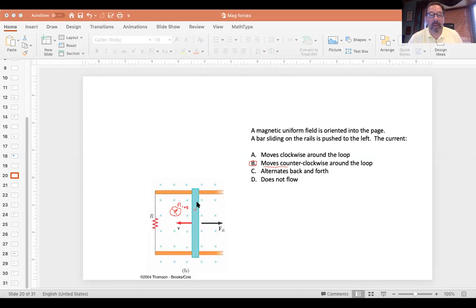They're saying the area is decreasing, right? So you have to make an induced field into the page. Absolutely true. And so in order to make that, the current has to go that way. So now I'm going to erase what's wrong here, and I should go clockwise.